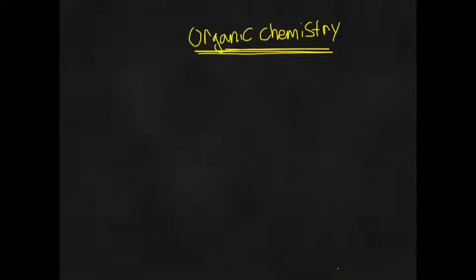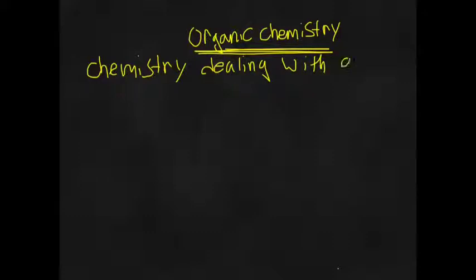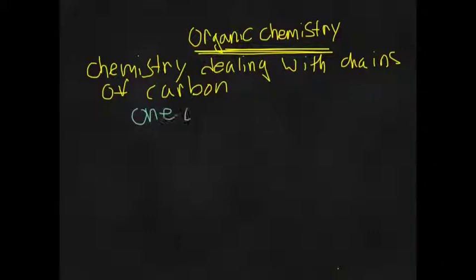So, organic chemistry, what is it? Well, it's chemistry dealing with chains of carbon. So, if we were to, we'll do an example, we'll just do a one chain carbon to make it simple. So, one chain carbon.